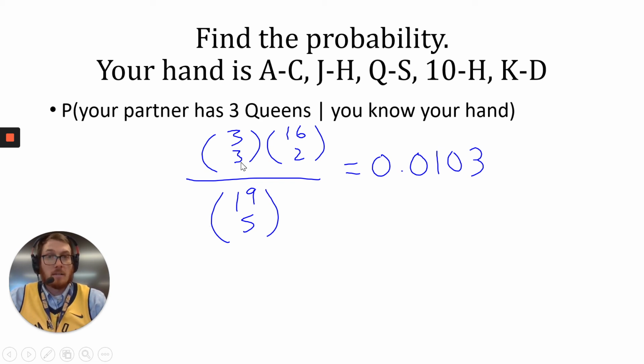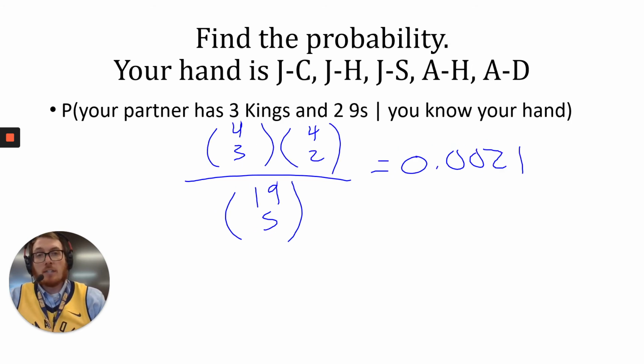I choose 3. But then I still need 2 more cards in my hand, so I have to do the leftovers. 19 minus 3 would be 16, so there's 16 cards there. And then I need 2 more to make a 5-card hand for my Euchre hand. So it's 3 choose 3 times 16 choose 2, then divided by 19 choose 5. That answer then would be 0.0103, or just over 1%.